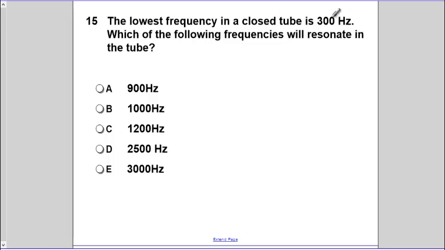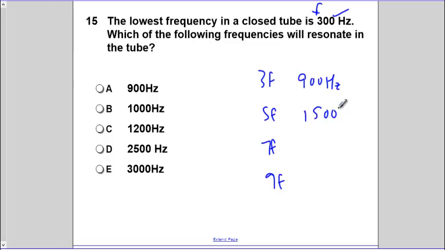If the lowest frequency in a closed tube is 300 hertz, which of the following frequencies will resonate? So remember, this is f. It'll go 3f, 5f, 7f, 9f and so on. 3 300s are 900 hertz. 5 300s are 1500 hertz. 7 300s are 2100 hertz. 9 300s are 2700 hertz. So these are the allowable frequencies that this tube could sing at or resonate at.